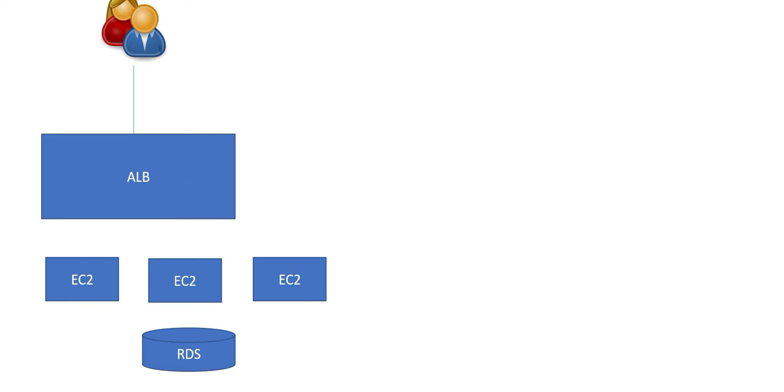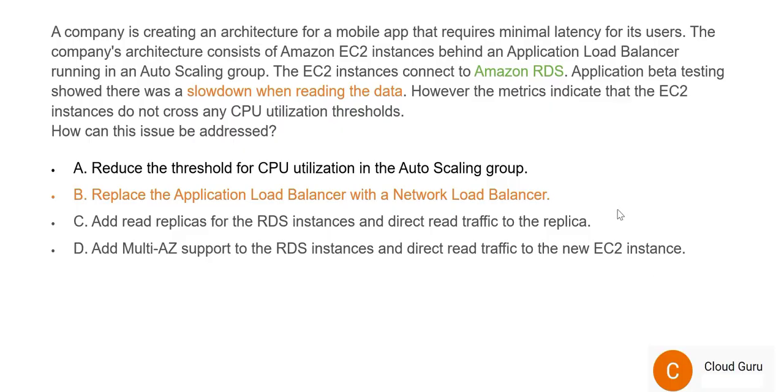The load balancer, what sort of problem happens is if the load is too high, the request may get timeout. The problem doesn't talk about timeout here. It's talking about problem slowdown of read. So B will not work. Okay. Third one looks promising. It says add a read replica and direct the read traffic to the replica.